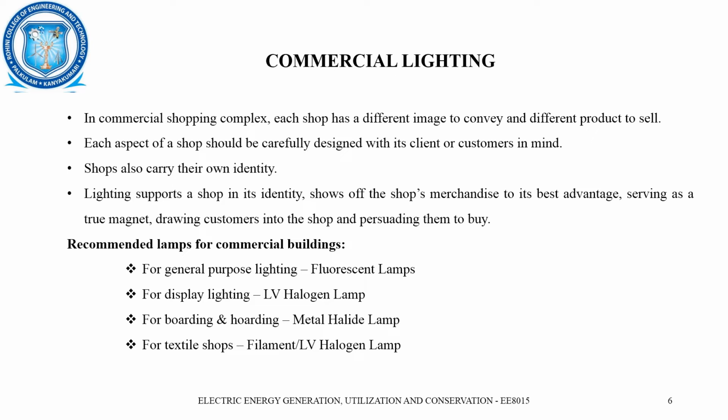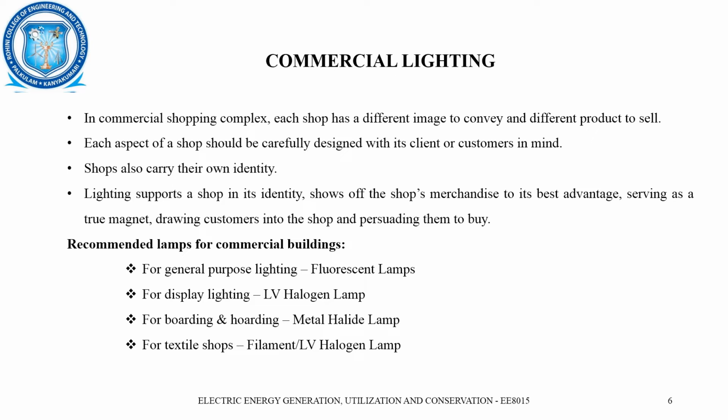The recommended lamps for commercial buildings are: for general purpose lighting, fluorescent lamps may be used; for display lighting, LED and low voltage halogen lamps may be used; for boarding and hoarding, metal halide lamps may be used; and for textile shops, filament or low voltage halogen lamps may be used.